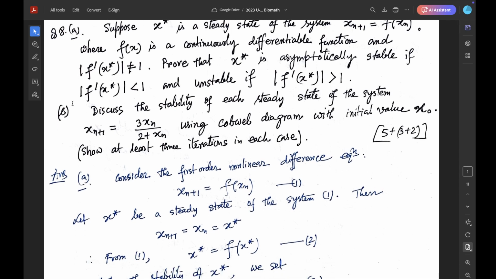Next question, part B. Discuss the stability of each steady state of the system x_{n+1} = 3x_n/(2 + x_n) using a cobweb diagram with initial value x0. Show at least 3 iterations in each case.